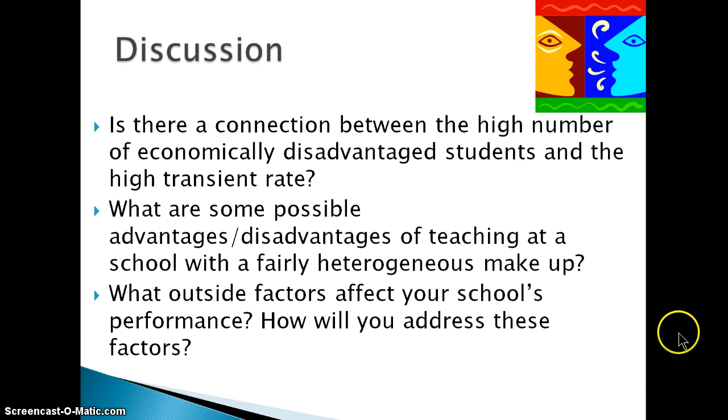And then you also have to consider something that people don't address a lot when they look at data. What outside factors affect your school's performance? And how are you going to address these factors? Can you do anything about them? Is it something that happens outside of your school that you could change? Or is it something that you're just going to have to kind of bite the bullet on? Obviously, the overall economy we can't do a lot about, but how we respond to it, we can.